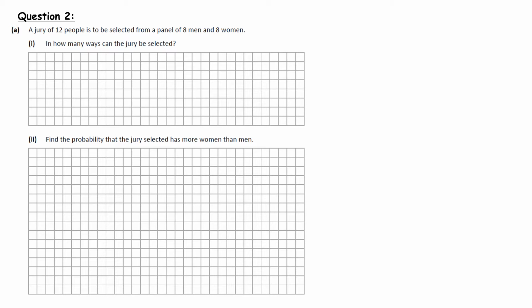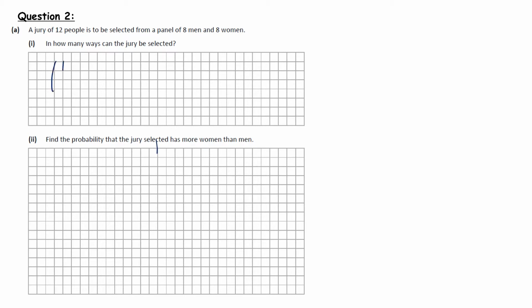So this is working with combinations, so permutations and combinations, that chapter there. This generally comes just before probability, and it can get quite confusing, but it's important that you're able to work with it. So we have 12 people that have to be selected from a panel of 16.